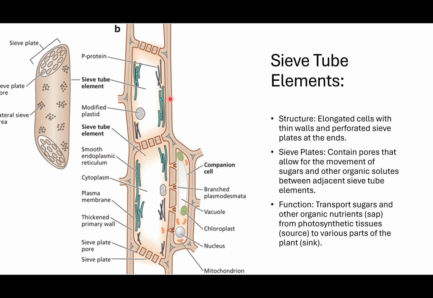The general function of the sieve tube elements is the movement of the organic nutrients, the sap from the photosynthetic tissues, which are the source, to the various parts of the plant, which are the sinks.